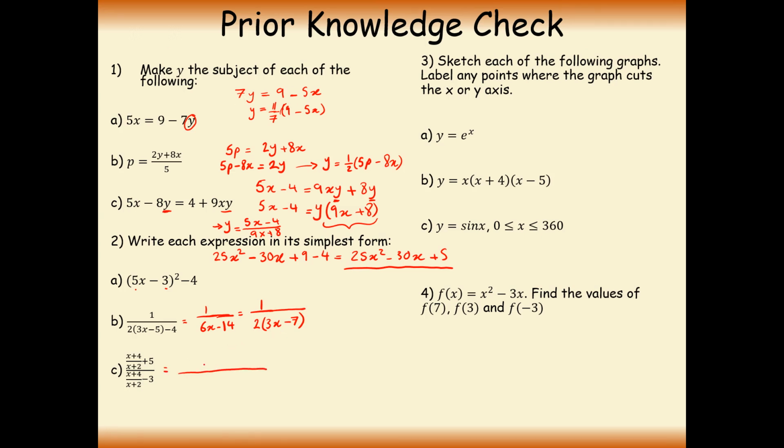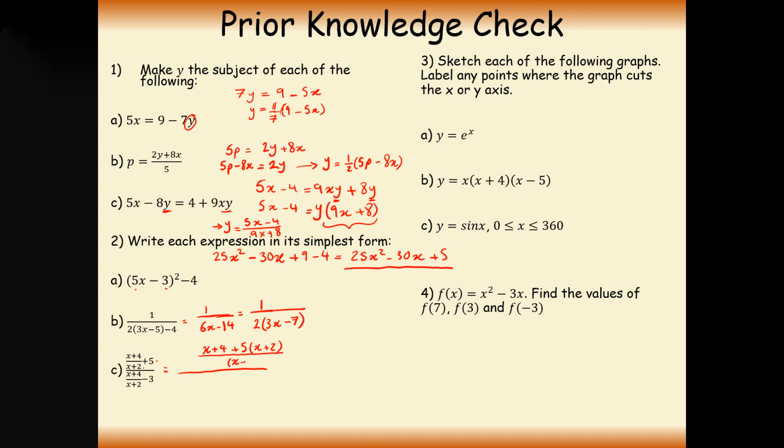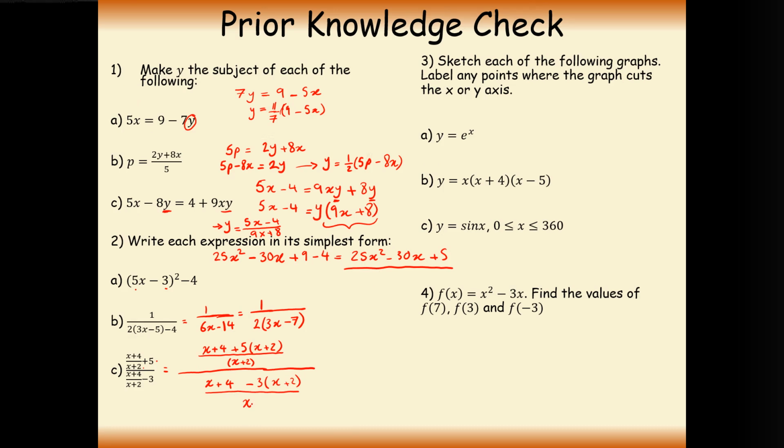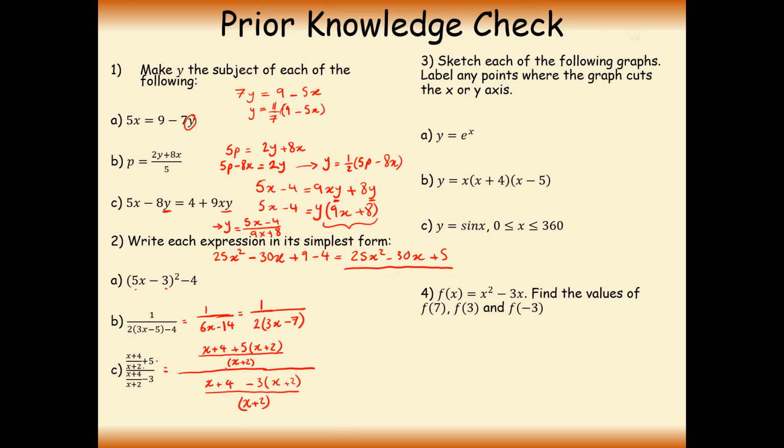For this fraction here, I noticed that 5 needs to be multiplied by x plus 2. So we leave x plus 4 as it is, and we write 5 times x plus 2. That means that we'll have a common denominator on top of the fraction of x plus 2. The bottom also has a common denominator of x plus 2. So I'll leave x plus 4 as it is, and I'll write minus 3 multiplied by x plus 2. What you notice is that x plus 2 is repeated here and here. So we could cancel them out like so.